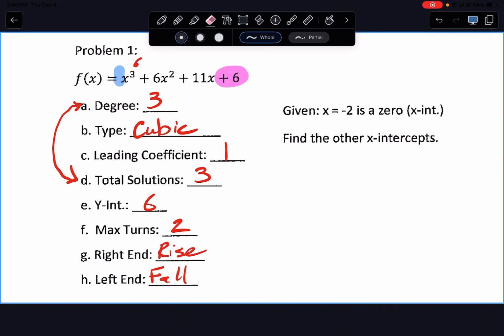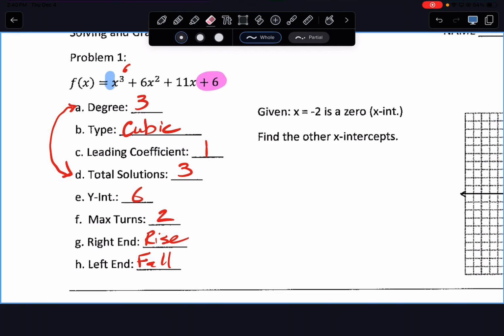Right? We good with that stuff on the left? Identifying the characteristics. Yes. This was the exact problem on the practice thing. Okay. And mine is opposite.